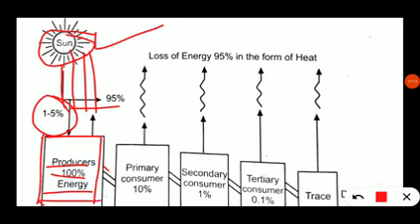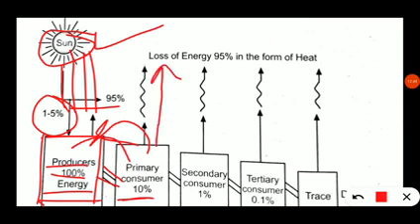When these producers are eaten by the primary consumers, only 10% of the energy is transferred from producers to the primary consumers. These primary consumers are herbivorous animals, and out of this 10% they use some for their metabolism. Some of the energy is lost in the form of heat. Therefore, when the secondary consumers eat the primary consumers, only 1% of the energy is transferred to the secondary consumers.